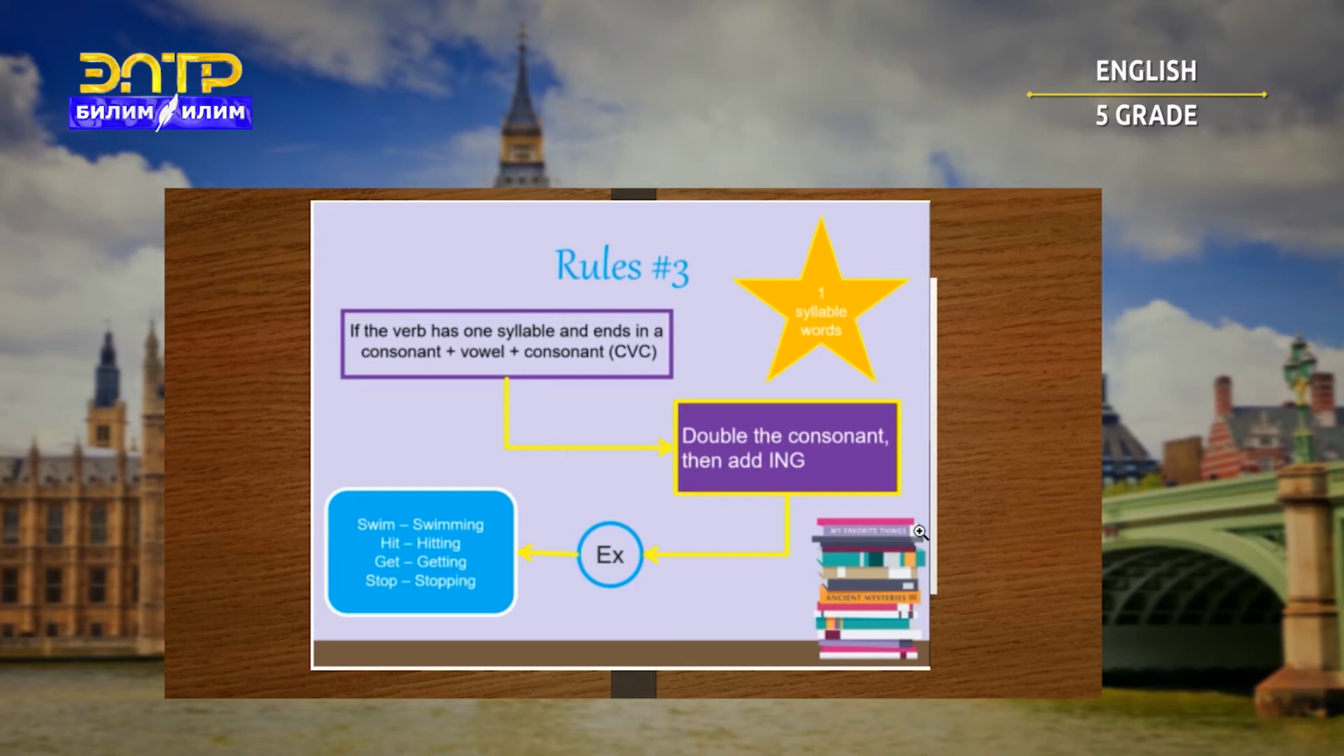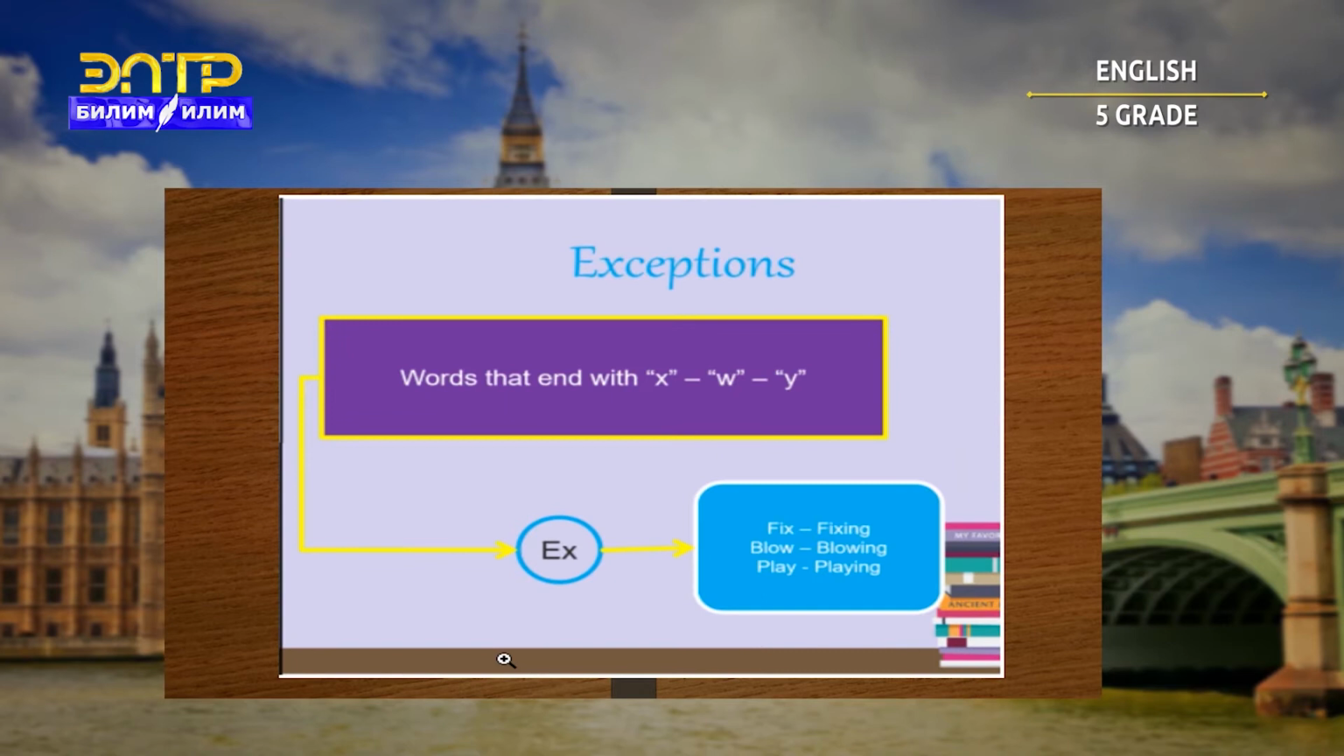The third rule says, if the verb has one syllable and ends in a consonant vowel consonant, we just double the consonant, then add ing. For example, swim, swimming, hit, hitting, get, getting, stop, stopping. But there are some exceptions. For example, words that end with X, W, and Y. Let's read the examples. Fix, fixing, blow, blowing, play, playing.